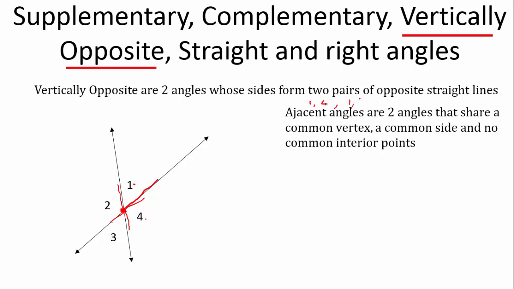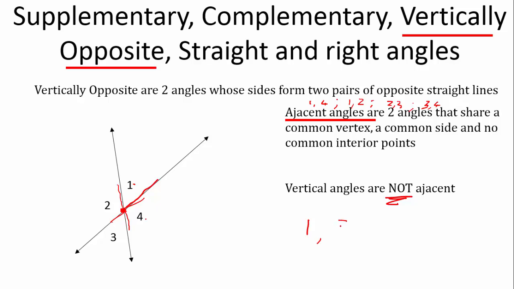So are 1 and 2. So are 2 and 3. So are 3 and 4. Those are all adjacent angles. But vertically opposite angles are not adjacent. So in this case, 1 and 3 are vertically opposite. They will be exactly the same. 2 and 4 are vertically opposite. And remember that 1 will equal 3 and 2 will equal 4.